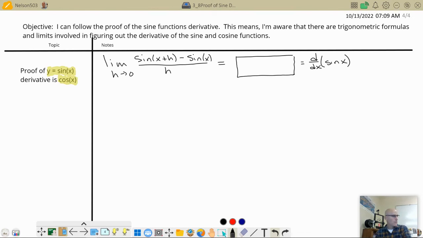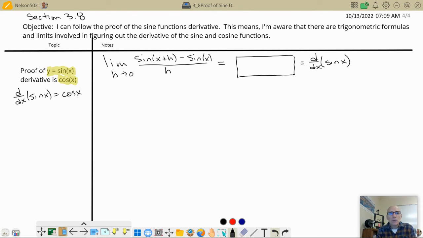Okay, folks, for section 8, I want you to organize your notes just like this. You might want to label it section 8, section 3.8. We're going to do a little proof of the derivative of the sine function equaling cosine. One notation for that is the derivative with respect to x of the sine function equals cosine. We've been using this rule.